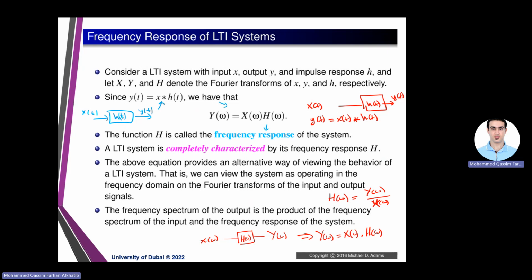Now, once you have h of omega, then you can find what? h of t, something we call the impulse response. So this one is the frequency response, that's the impulse response. We'll talk about it later. And that's it. Once you have this information, you have full control of your system, you know the behavior of the system. And that's what we call the system is completely characterized. I have the expression of that system. All right.